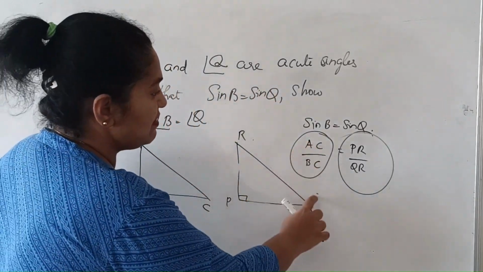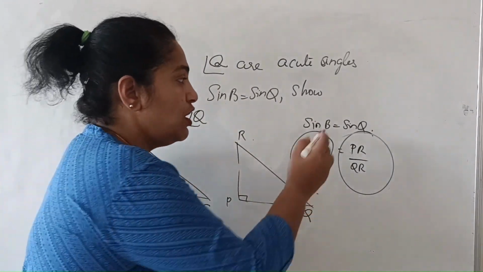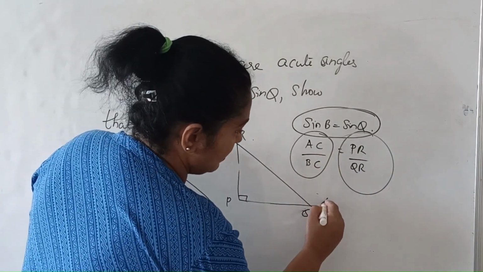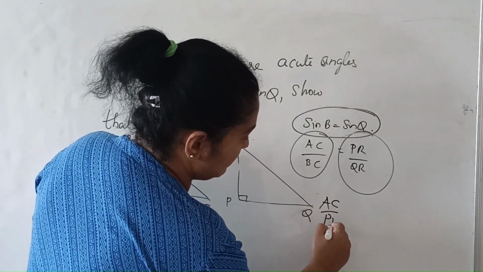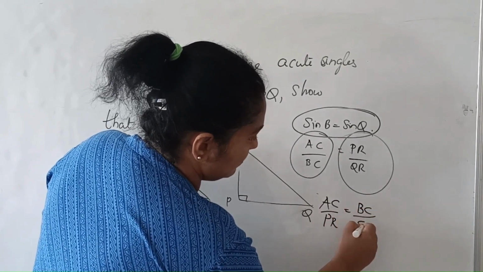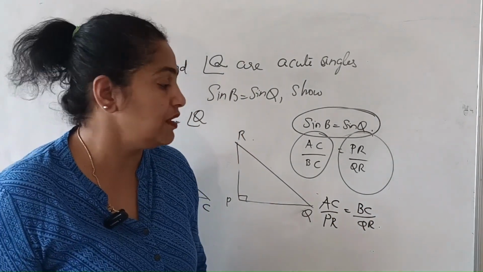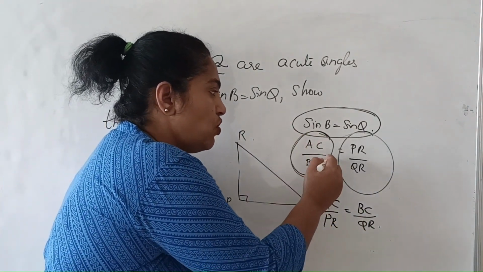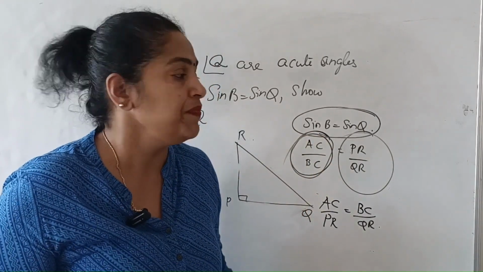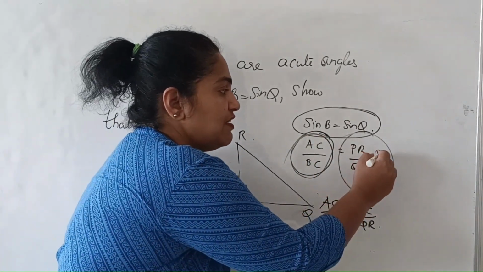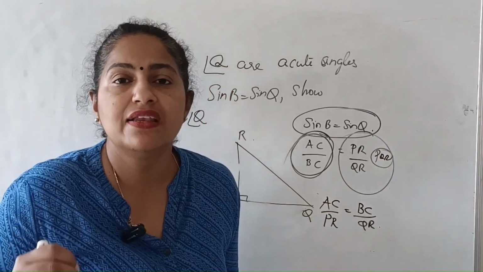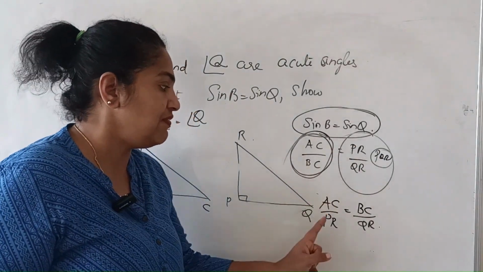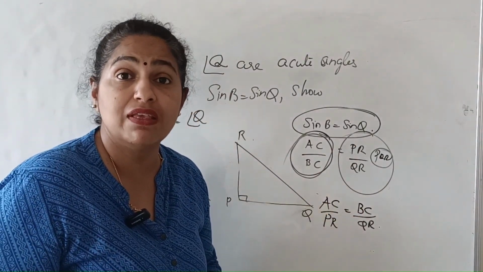Now you know that AC by BC is equal to PR by QR from this particular data. Let me cross multiply, not exactly cross multiply, but in this way: AC by PR is equal to BC by QR. Why did I do that? In this case, I am having the ratio of the sides of the same triangle. Here also, I am having the ratio of the sides of the triangle PQR. I need the ratio between ABC and PQR. So when I do this, I will get AC by PR is equal to BC by QR.